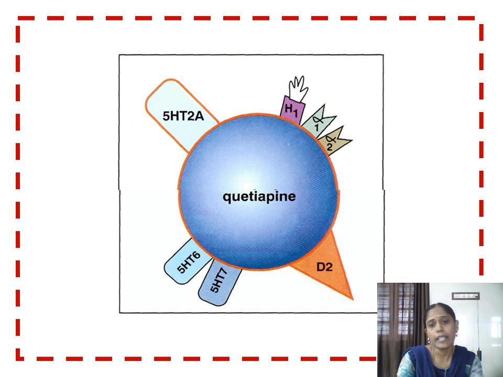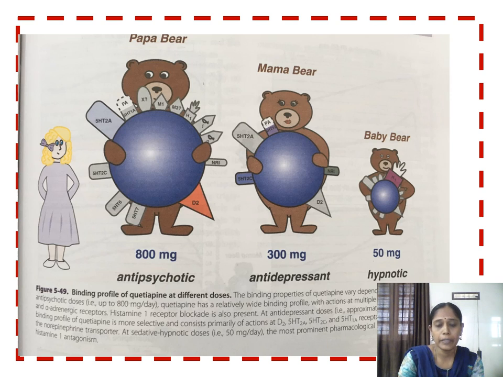So quetiapine, like other atypical antipsychotics, can also block 5-HT2A and D2. Apart from that, alpha-1, alpha-2, and H1 blocking activity is there. And quetiapine, depending upon the dose, has a peculiar feature. You can remember this as papa bear, mama bear and baby bear. So papa bear, which is the big one.